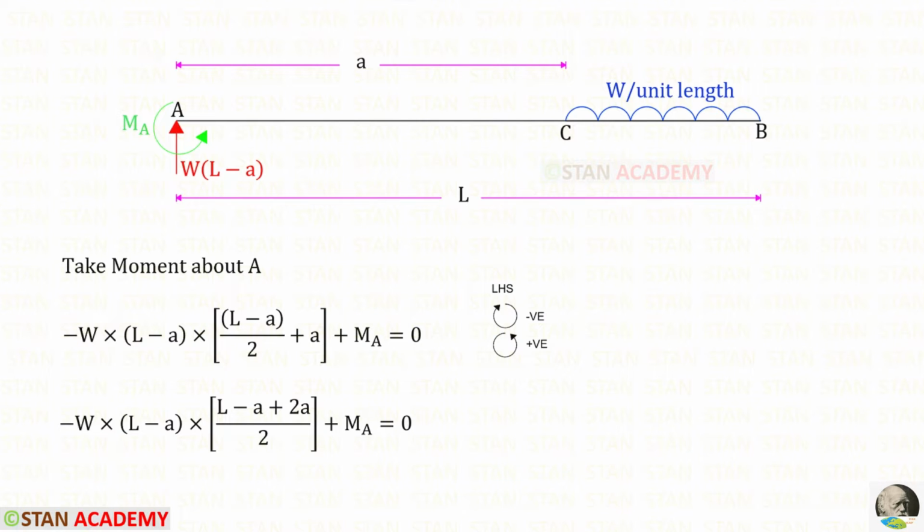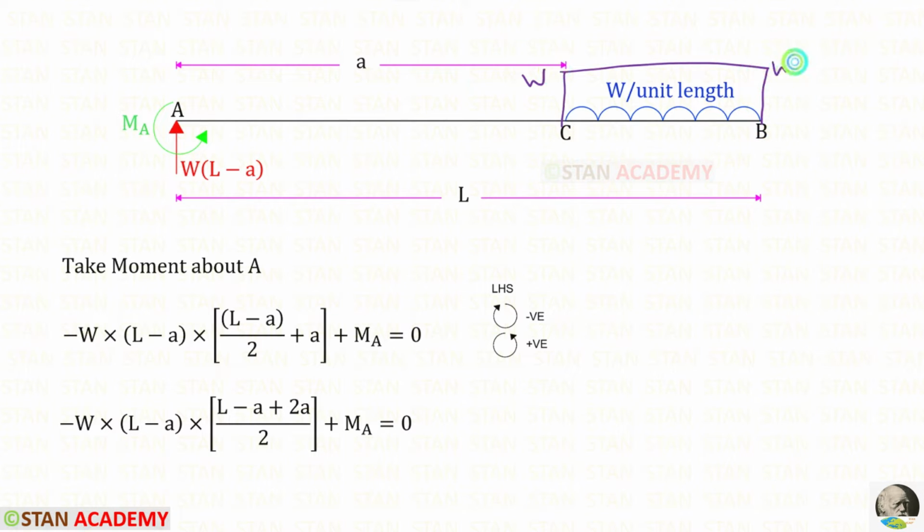Now, from the point B, I am going to take moment about A and find the moment MA. In this case, I have to follow the left-hand side rule. Clockwise will be negative and anti-clockwise will be positive. The load W is acting in the clockwise direction, so it will be negative. We know that for the uniformly distributed load, we have to multiply the area with the distance of center of gravity. We know that the uniformly distributed load's shape is a rectangle.